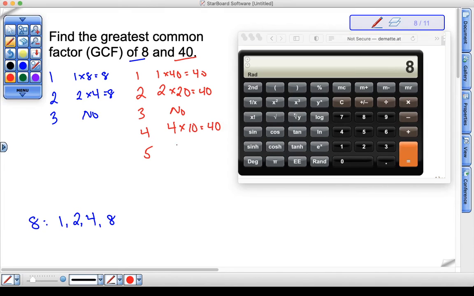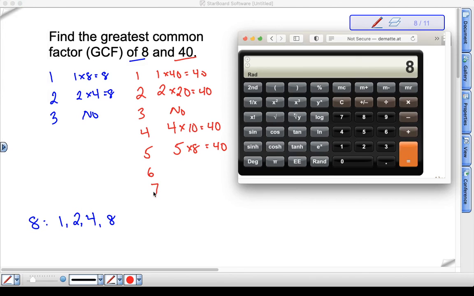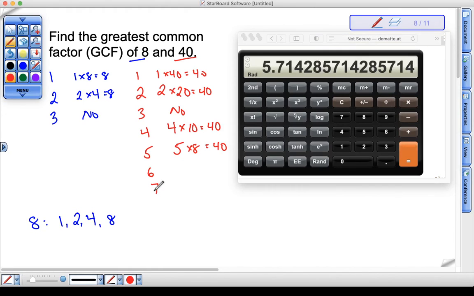So I'm finding a lot of factors here. So I have 5 times 8 is 40, and 5 and 8 are very close together, which means I only need to try a 6 and a 7 next to see if those work. So let's go over 40 divided by 6. Decimal doesn't work. Let's try 40 divided by 7. Another decimal, so neither of those work. So I can put no's right down here.